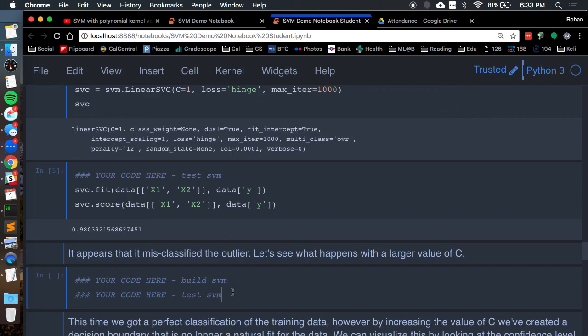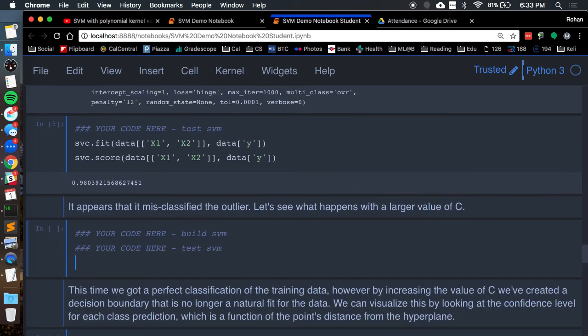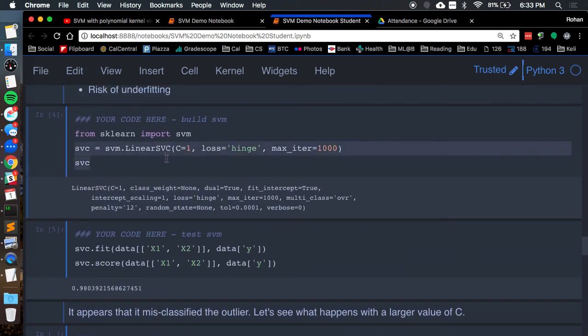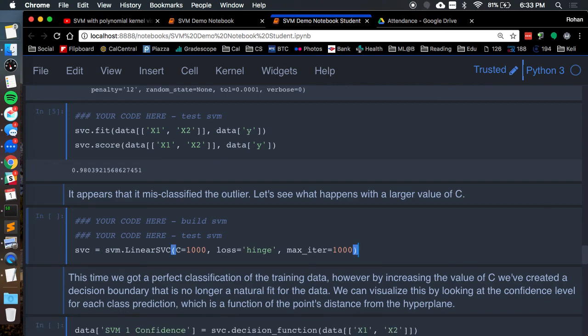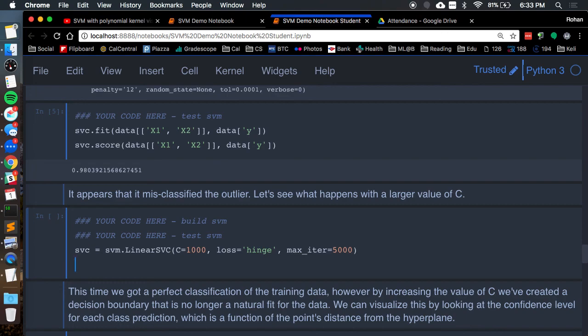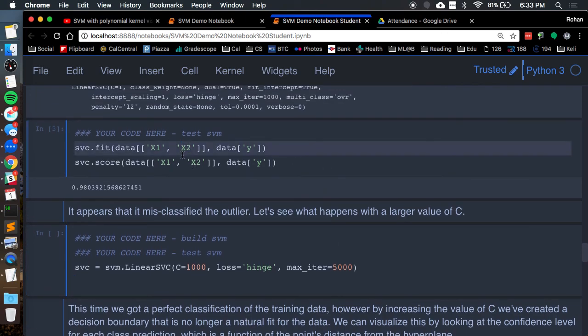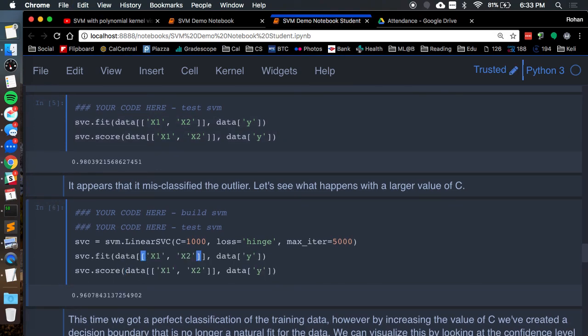So let's try and see what happens if we do the other end, right? So let's try a really huge value of C. So I'm just going to copy this code. So I'm going to set C equal to like 100, or 1,000 actually. Let's just make it really big. Let's just say max_iter equals 5,000. And let's do the same fit and score. Okay, so we got like 98%.